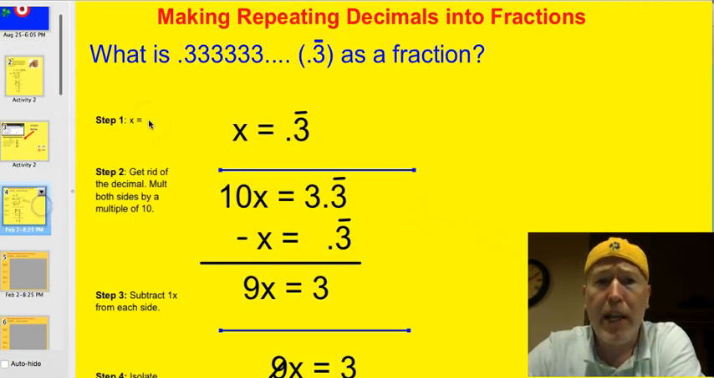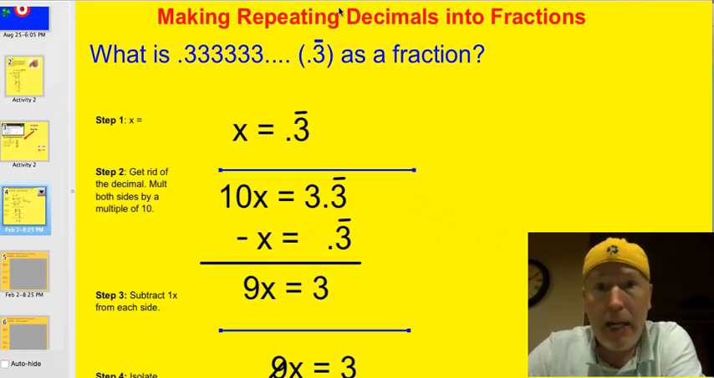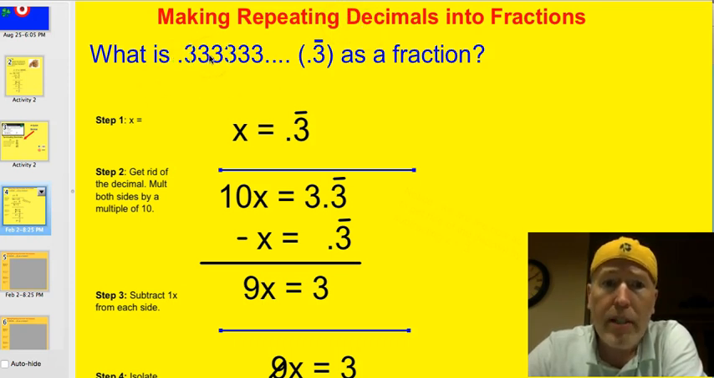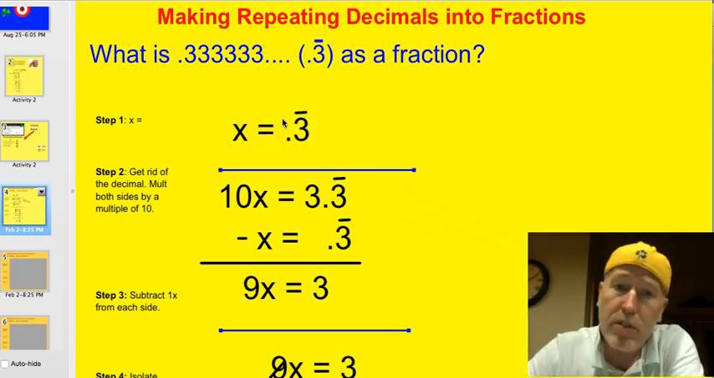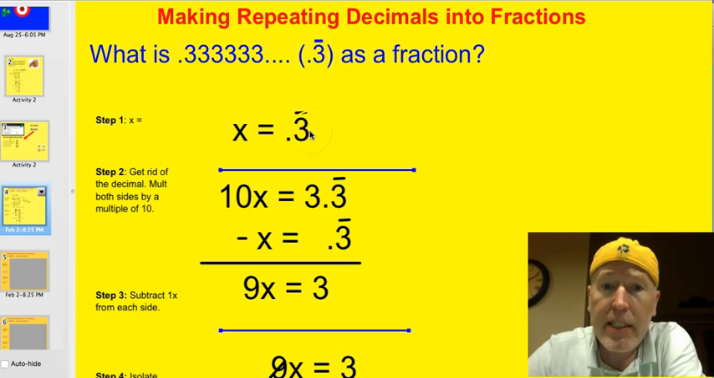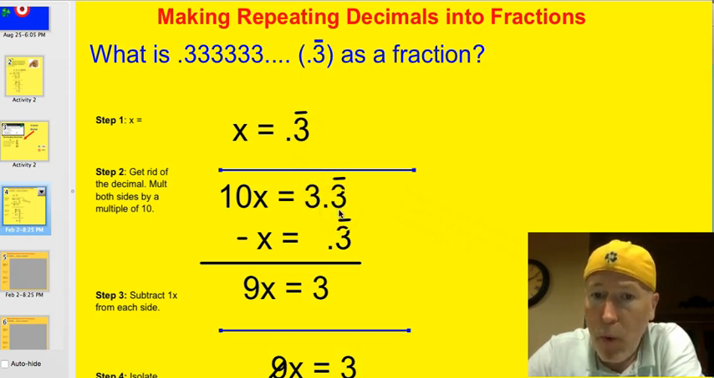All right, let's work through an example of a repeating decimal. What is 0.3 repeating as a fraction? First thing, just like before, we'll say that x is equal to 0.3 repeating. Step 2, we're going to multiply both sides by a multiple of 10. In this case, we're just going to use 10, because if we move the decimal one spot, 0.3 times 10, we're going to get 3.3, and that's what we want. We want a whole number here and our repeating decimals over here. So we multiply both sides by 10.